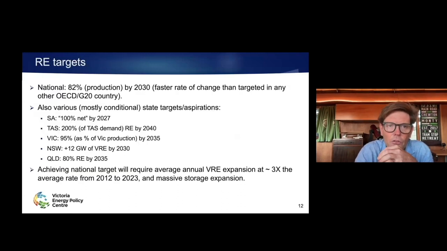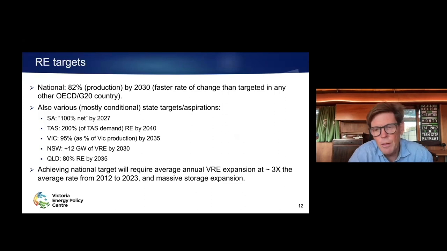Australia also has enormously big transition targets, a faster rate of change than targeted in any other rich country, OECD member country or G20 country, which is that 82% of electricity production must be from clean sources by 2023. In addition to that national target, states also have conditional, mostly state targets, which are all around getting to that 100% target roughly by 2035 as a portion of energy expansion.